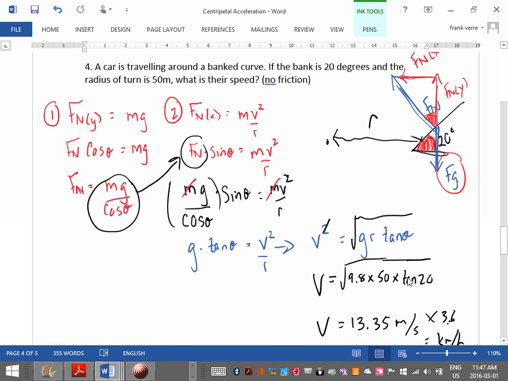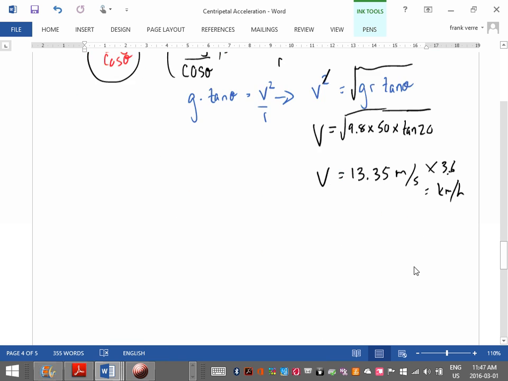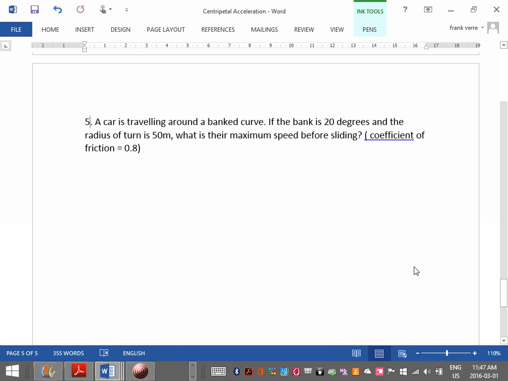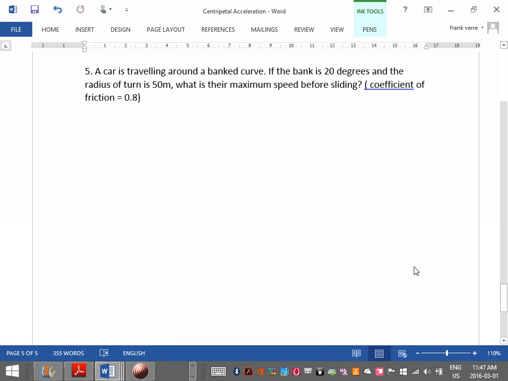Actually, it doesn't really make it much easier, to be honest with you. So, just the same question. So you're like, okay, I've seen this question before. But the difference is this time we're going to add friction. Alright? We're going to add friction. So we've already kind of set up the equation a little bit, right?